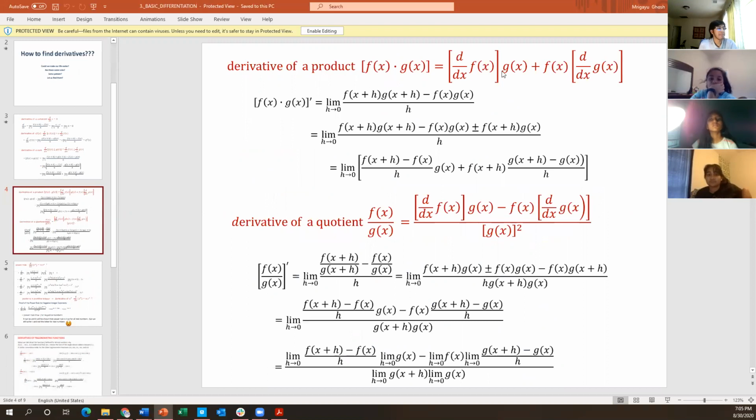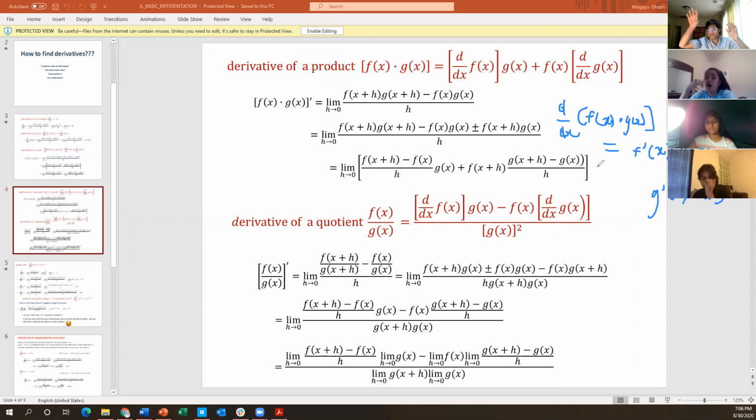Derivative of a product. Okay, so this is the product rule. The product rule is very simple. If I have d over dx of f of x times g of x, it's just f prime of x times g of x, plus g prime of x times f of x. The way to think of it is: take the derivative of the first one and keep the second one, then add the derivative of the second one and keep the first one.